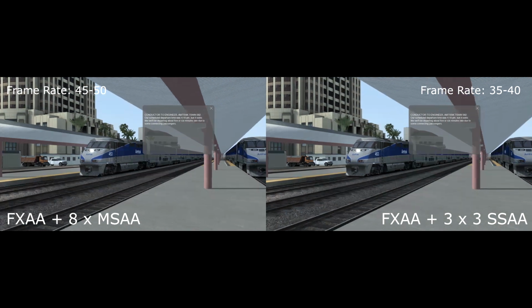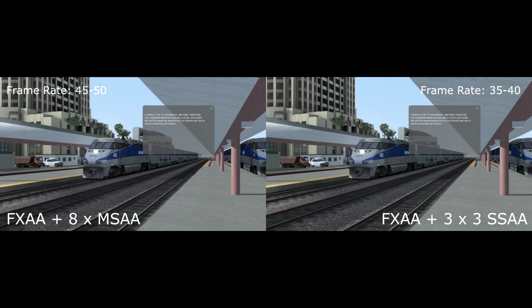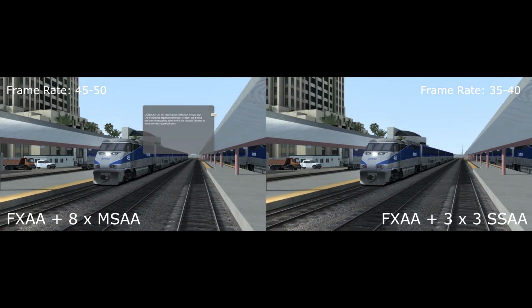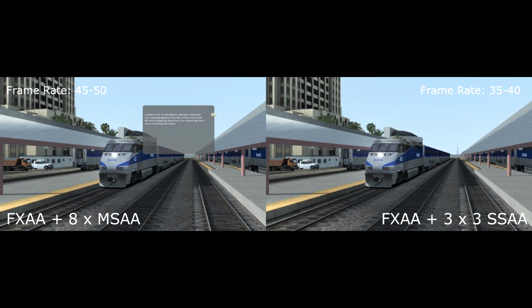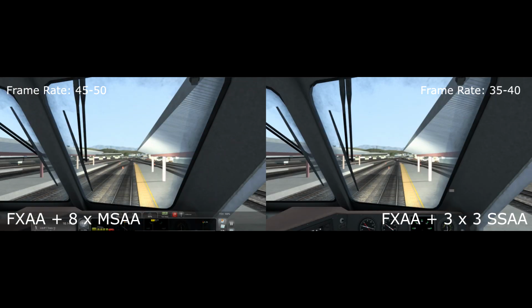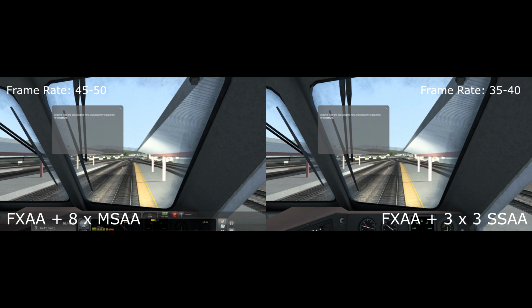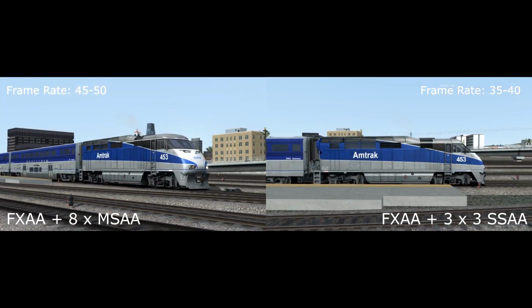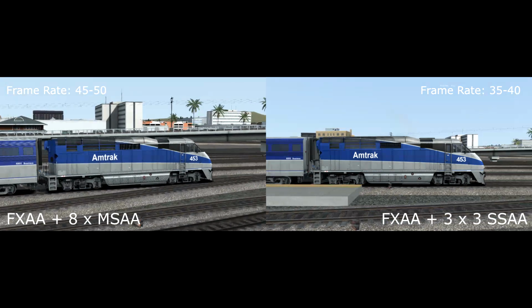So we got a side-by-side comparison here of the two different anti-alias settings. On the left, we got FXAA plus 8 times MSAA. On the right, we got FXAA plus 3 times 3 SSAA. The one on the right is supposed to be the better of the two settings. And you'll see here, as we're on the outside view, up close, they don't necessarily look too different.